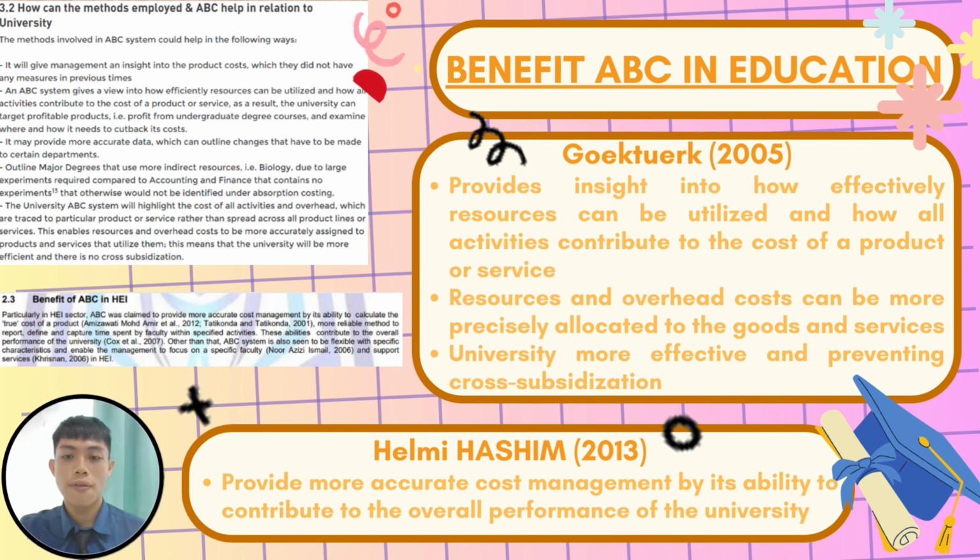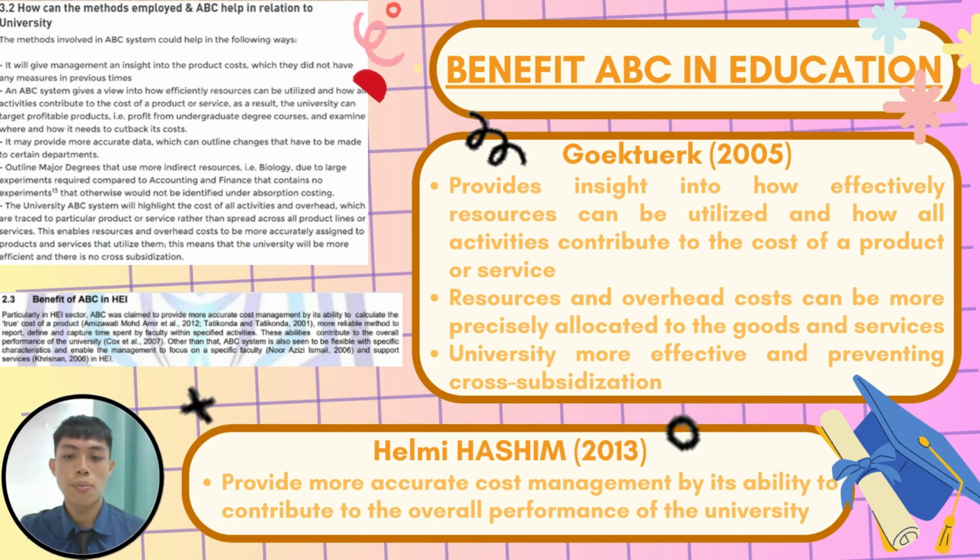Next, a second article I found, titled How ABC Can Apply to Institutions of Higher Education. Rao, in 2005, mentioned that the ABC system gives management insight into product costs. It provides insight into how efficiently resources can be utilized and how all activities contribute to the cost of a product or service. As a result, the university can target profitable products, for example, profit for undergrad courses, and consider when and how to reduce expenses.